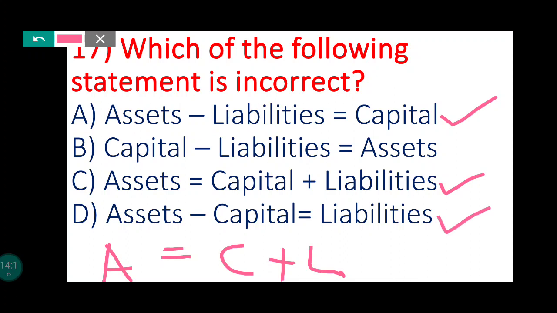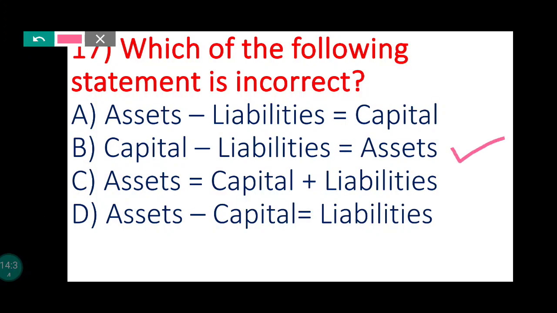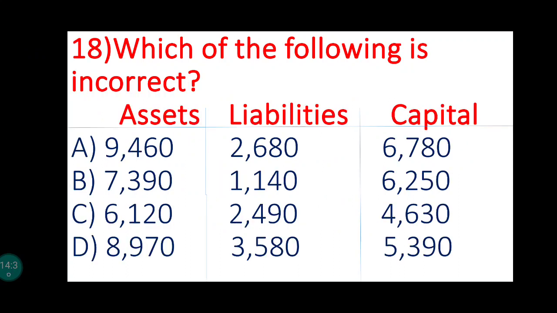So which of the following statement is incorrect? So incorrect option is capital minus liability equal to asset. Capital minus liability is asset. So answer is B. So what will be answer? Answer is B.